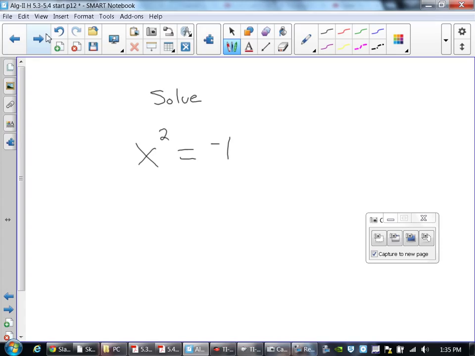I square it both sides. So if I take the square root on both sides, I get x is going to equal plus or minus the square root of -1. Which means, think about what square root means. What are two exact values you multiply together to get the value of the radical? Are there two numbers that are exactly the same that you multiply together to get -1? No. So what in the world do you do?